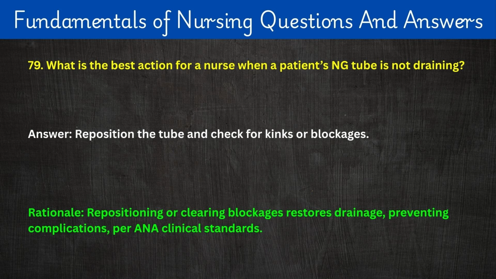79. What is the best action for a nurse when a patient's NG tube is not draining? Answer: reposition the tube and check for kinks or blockages. Rationale: repositioning or clearing blockages restores drainage, preventing complications per ANA clinical standards.